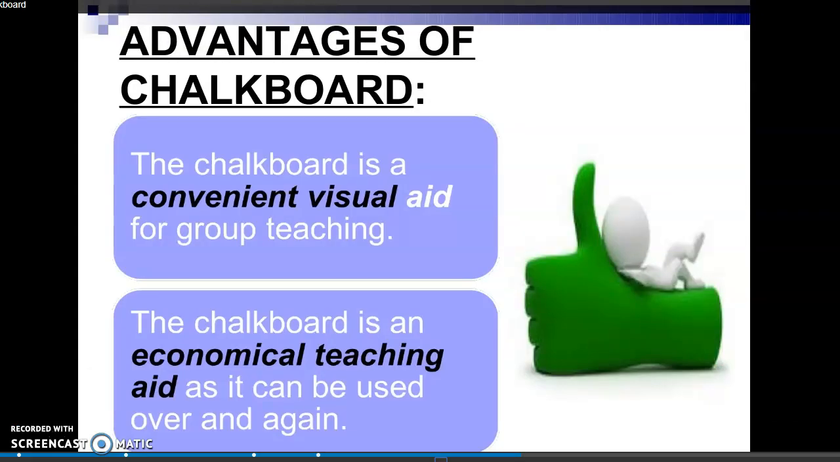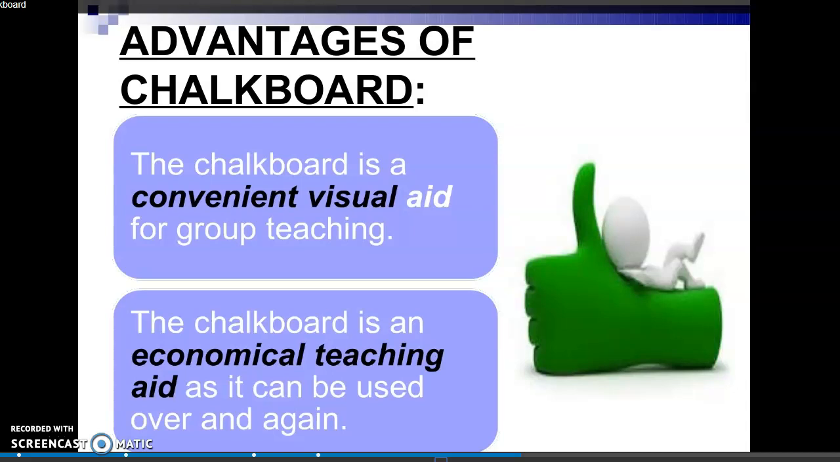And advantages of the chalkboard. What kind of advantages can it give? Now we'll just look through. The chalkboard is a convenient visual aid for group teaching. That's the usage of the visual aids in the classroom, one type of that.